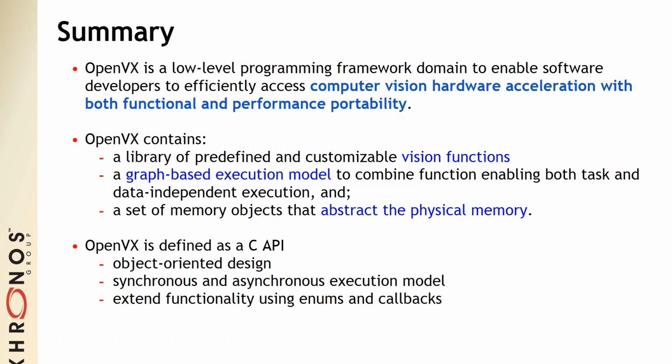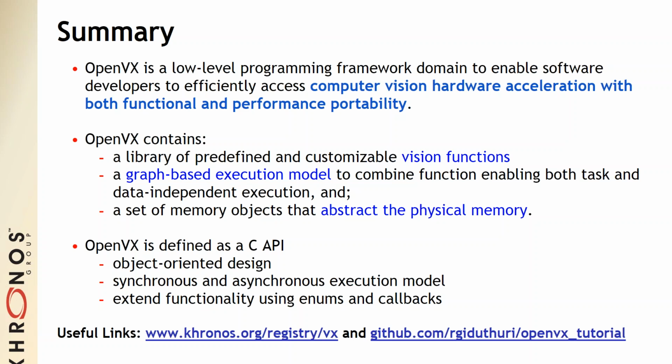There are other APIs, such as vxScheduleGraph and vxWaitGraph, that you could use for asynchronous operation. And you can also extend OpenVX functionality by using the existing APIs. Through enums and callbacks, you can extend it by creating new functions. Here are two links that are very useful.